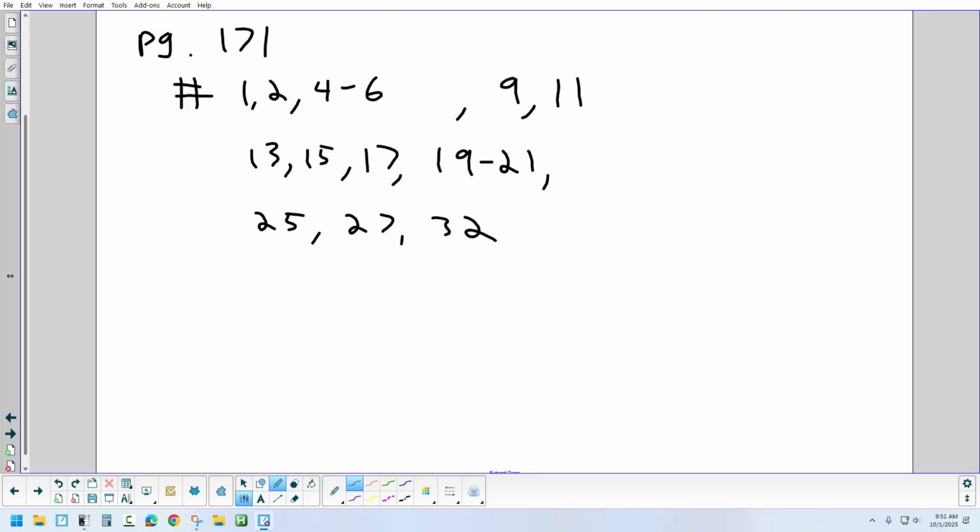Tomorrow we will finish our material for the week with 3-4. We're going to look at another way to do division besides long division. It's actually a faster way called synthetic. We'll look at that tomorrow.